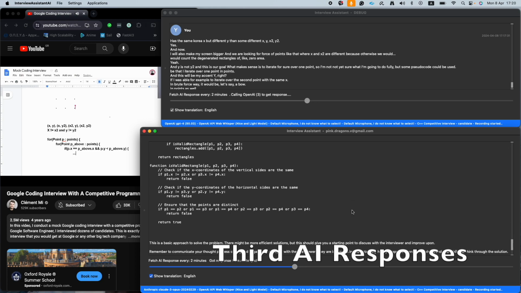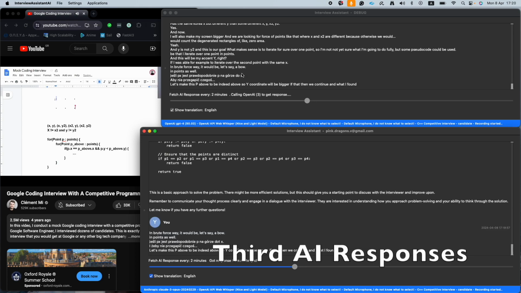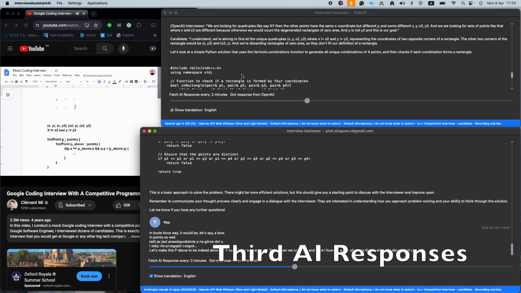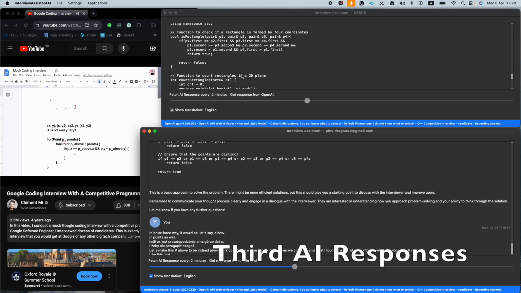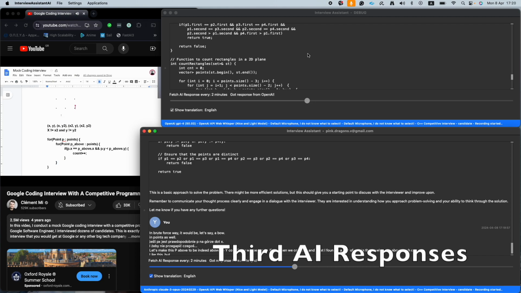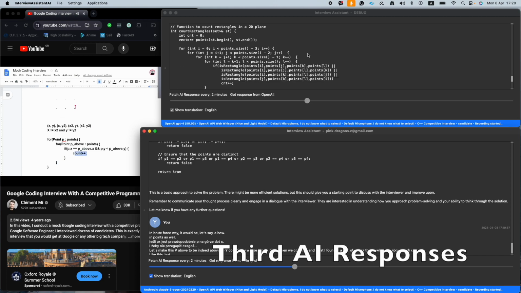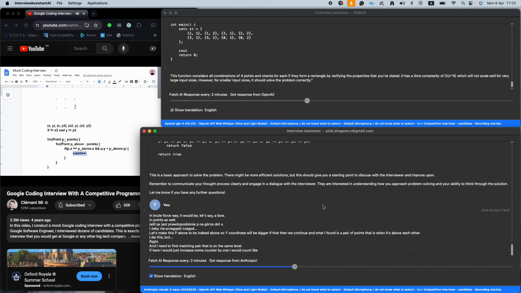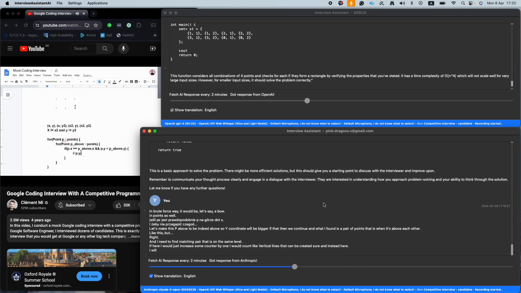If that, then we continue. And what I found is a pair of points, one above the other, like this pair. And I need to find a matching pair that is on the same level. If here I would just increase some counter by 1, I would count the vertical lines that can be created. Instead, here I will say that what matters are variables py and p above y.